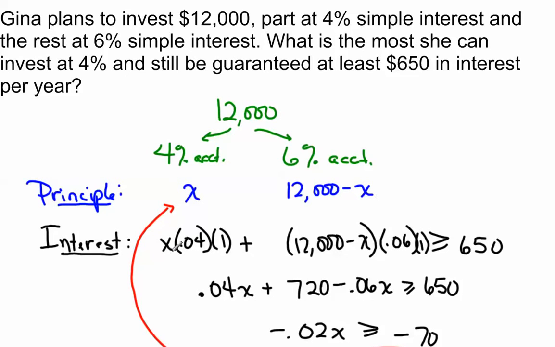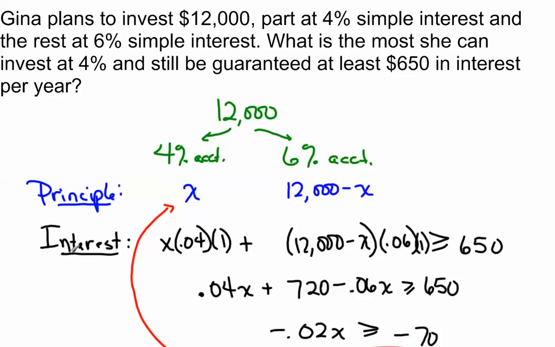How do we calculate interest? Principal times our rate, which just means you turn your percentage into a decimal, times our time. Same thing over here. So we're going to add that to the 12,000 minus x principal in the 6% account times the rate, 0.06, times the time of 1 year. And we want at least $650. So that means I need that amount to be greater than or equal to my $650.